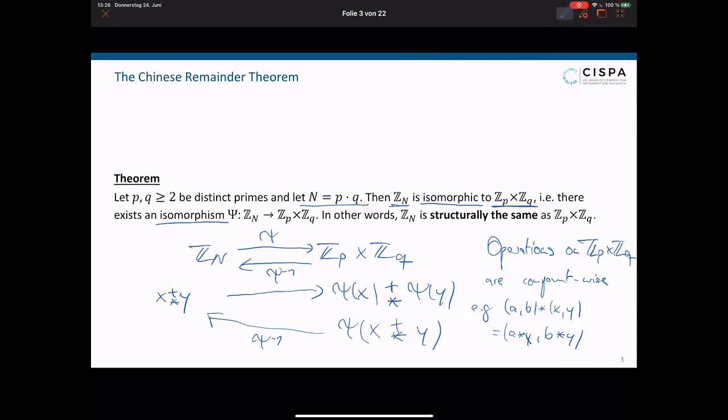By the way, does anyone in the audience know why this is called the Chinese remainder theorem? Just for curiosity. What does this have to do with China? Someone should know. Counting on one person to know.